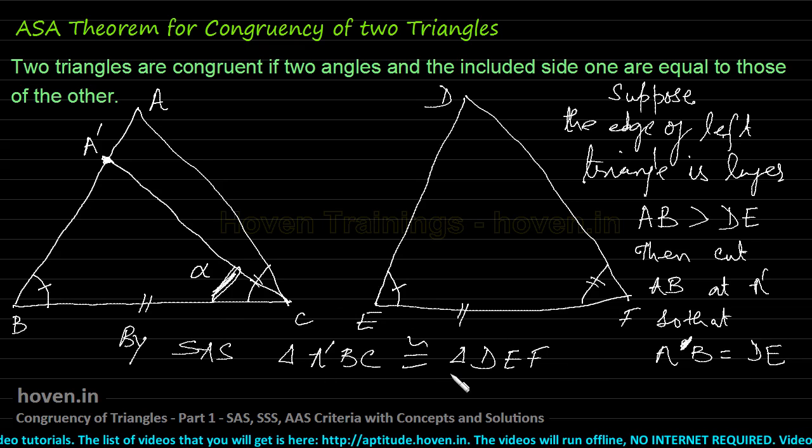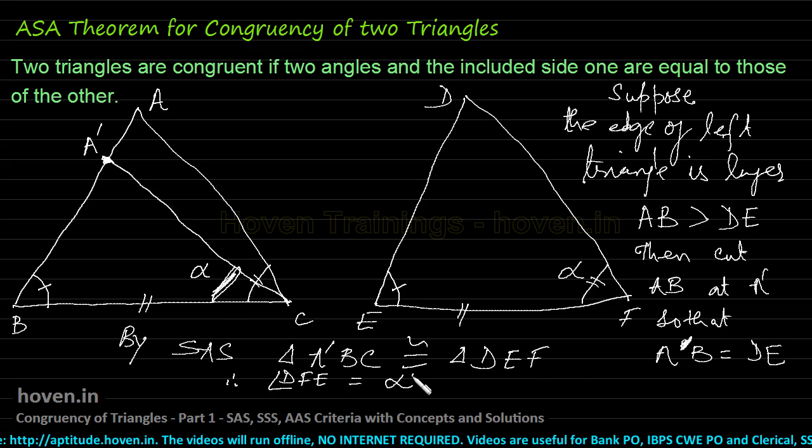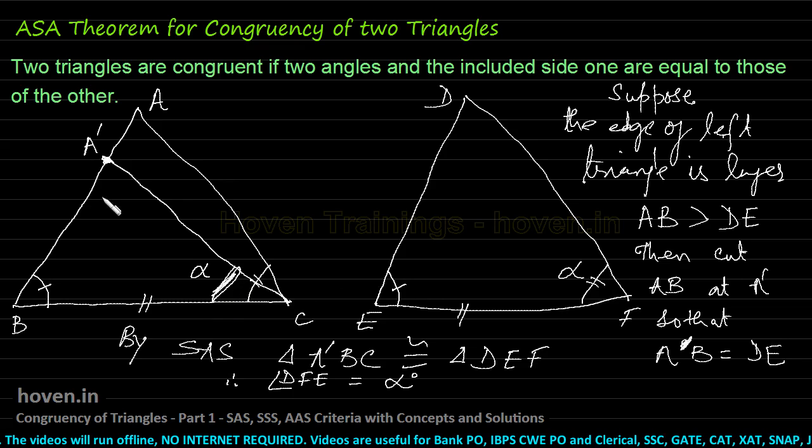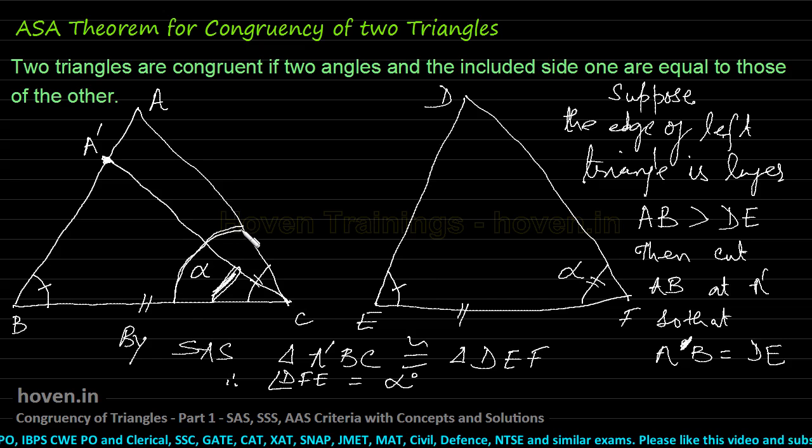So because they are congruent, therefore the entire angle DFE should also be equal to angle alpha degrees. This should be alpha and this should be alpha, because if this is congruent to this triangle, then this is alpha and this is alpha. But here is a contradiction, because alpha has already been given equal to this. This angle has already been given equal to the complete angle.